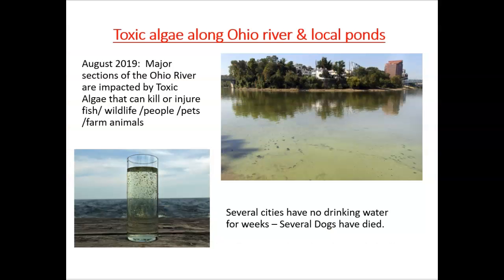So there's lots of things in the news all the time. Last year, there was a toxic algae outbreak in the Ohio River and even in local ponds. Several cities had zero drinking water for a number of weeks, and some people's pets that had gone swimming, even in a local pond or in the river, and then licked their paws, died. Some of them just had seizures and got very sick, but others actually died. So there can be such a thing as toxic algae.